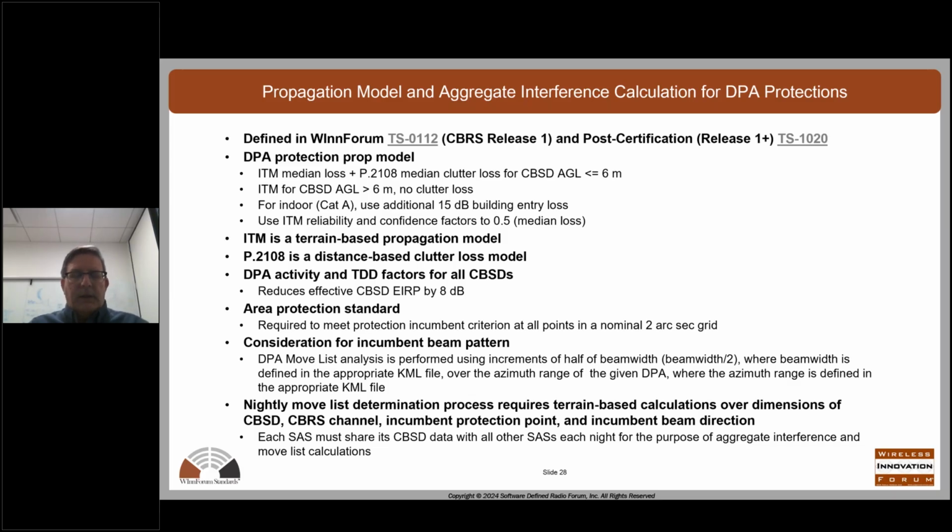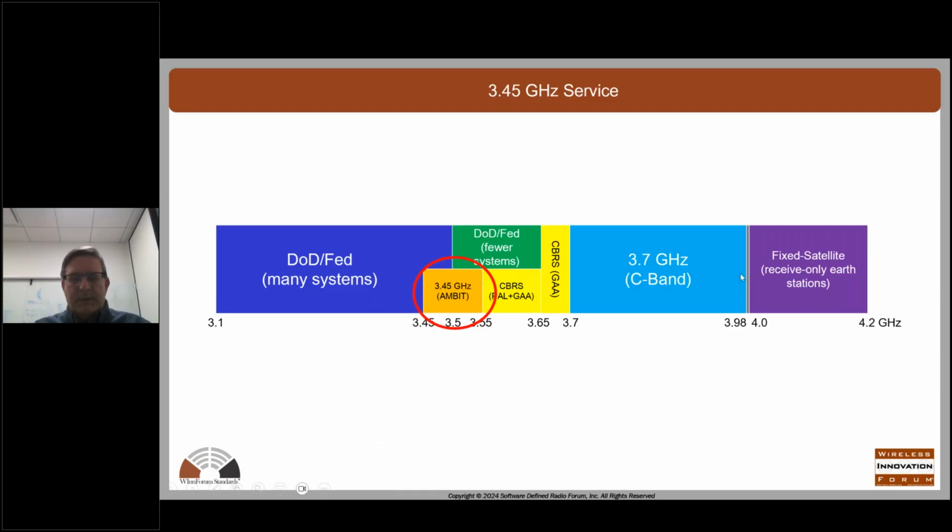Okay, next slide. I just have a short section in here on the 3.45 gigahertz band and how that protects the DoD. Just to remind you, that straddles the two DoD operation bands. Down there in the lower part is the heavily occupied. The upper part is the somewhat less heavily occupied.